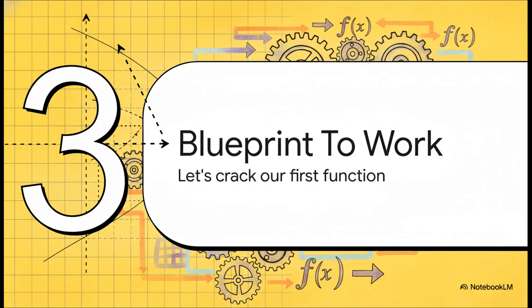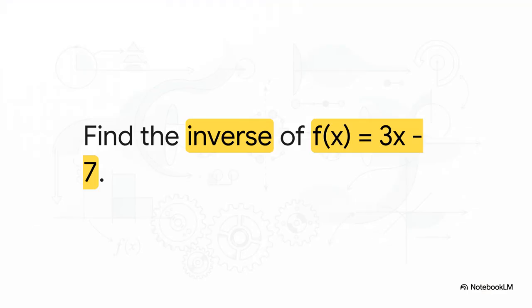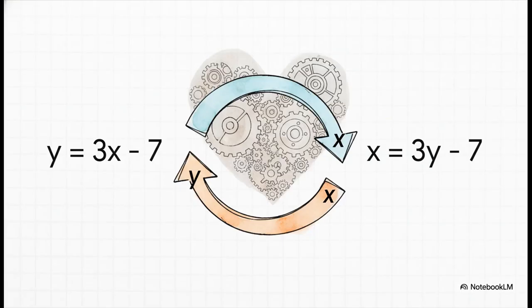All right, enough talk. Let's actually put this blueprint to work. We're going to start with a nice, simple linear function just to see how it feels. So here's our first target. We need to find the inverse of f of x equals 3x minus 7. We've got our 3-step blueprint. Let's go. Okay, step 1, change f of x to y. That gives us y equals 3x minus 7. Done. Now for the magic move.